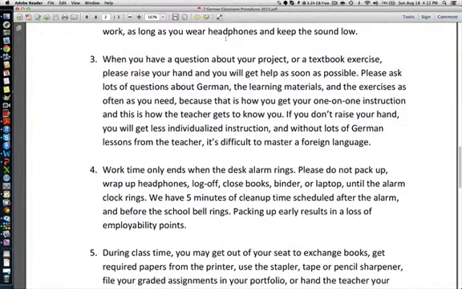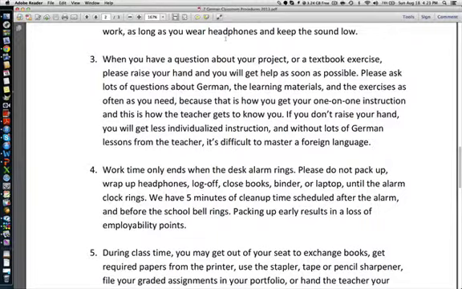Number 3, when you have a question about your project or a textbook exercise, please raise your hand and you will get help as soon as possible. Please ask lots of questions about German, the learning materials, and the exercises as often as you need, because that is how you get your one-on-one instruction, and this is how the teacher gets to know you. If you don't raise your hand, you will get less individualized instruction, and without lots of German lessons from the teacher, it's difficult to master a foreign language.